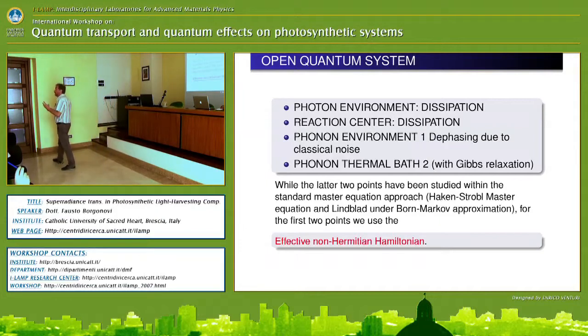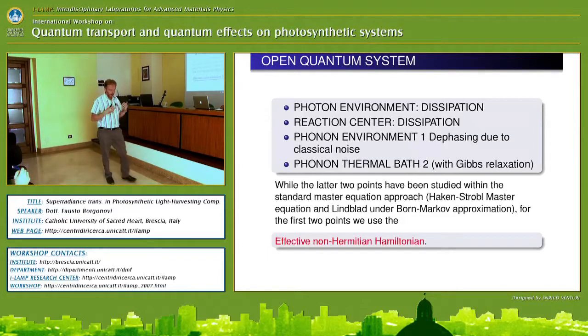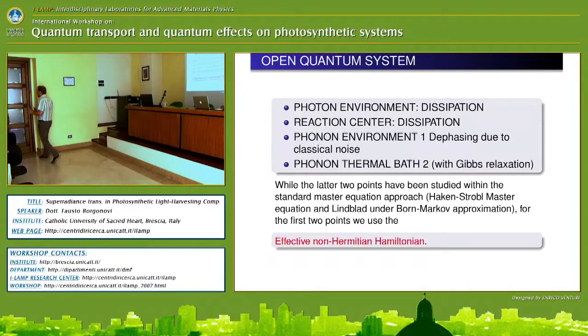These two kinds of dissipation can be modeled using an approach well known from our group, the effective Hamiltonian, which Valentin was talking about just before. We reserve the consideration of the other very delicate problem, the phonon environment and thermal bath, for the end. So let's talk about our closed system with dissipation: dissipation due to exciton recombination, and the flow to the sink, which is the reaction center.